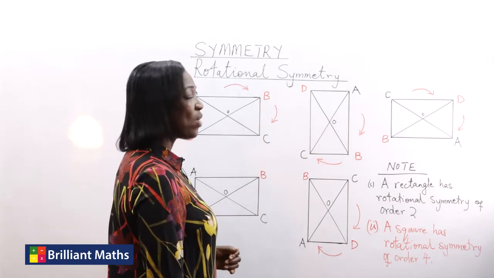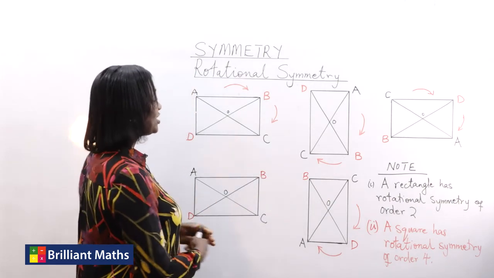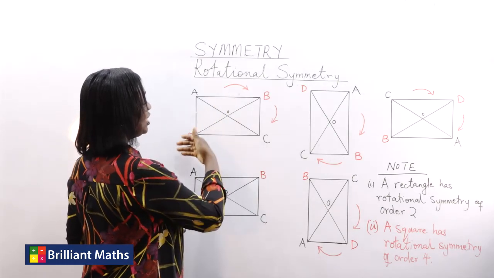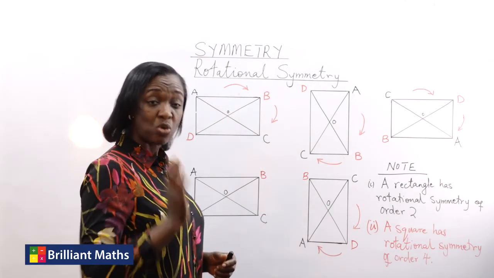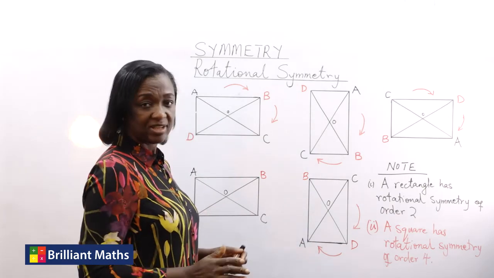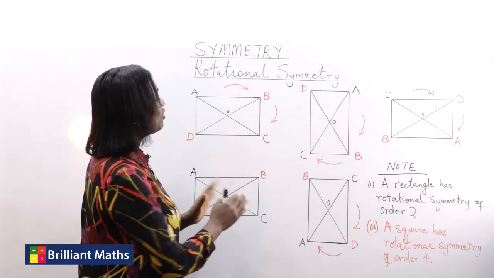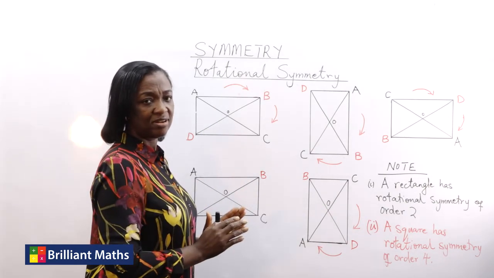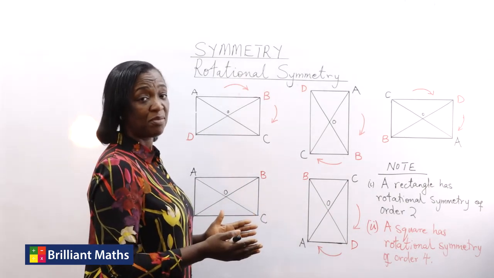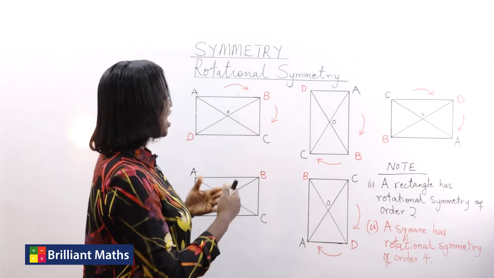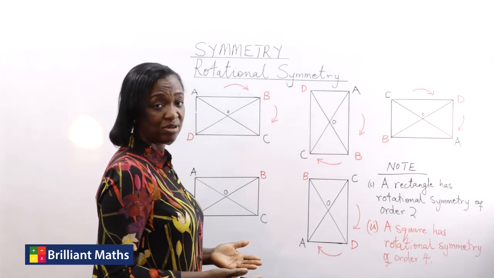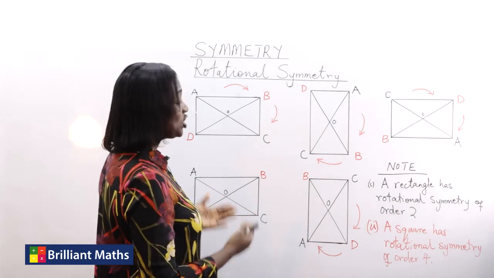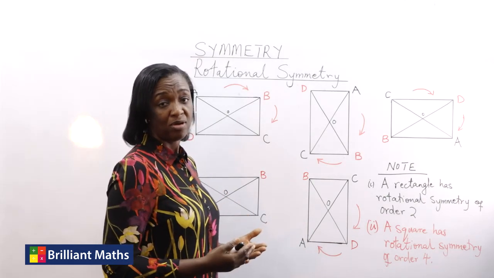So let's look at a square then. For a rectangle, we know that the length and the width are different, but a square has equal sides. So that means that for a square, for every 90 degrees turn, it will look exactly the same because the length and the breadth are equal. So a square would have rotational symmetry of order 4.